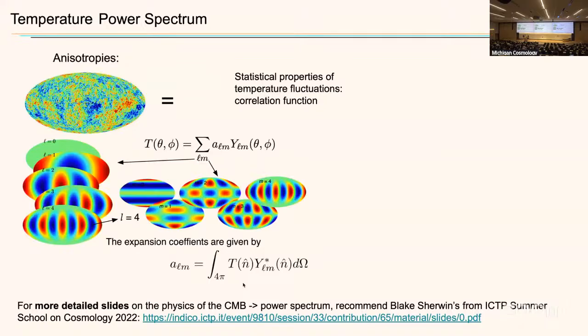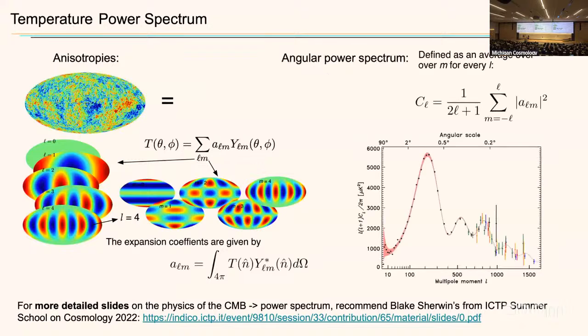I can't get into the amount of detail I would like to today on this, so I would like to point you to Blake Sherwin's Cosmology School summer slides, where he got into more detail. So if you are interested in the full derivation of these things, please check out that link.